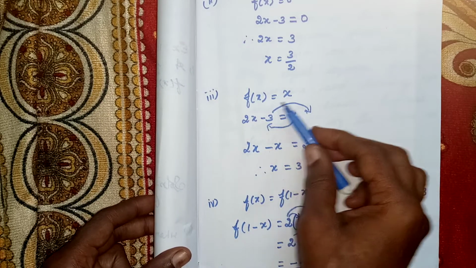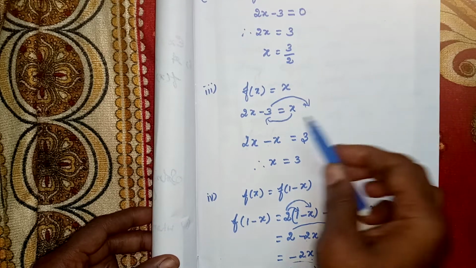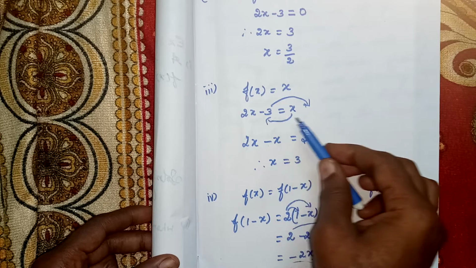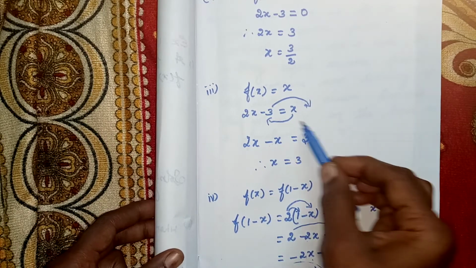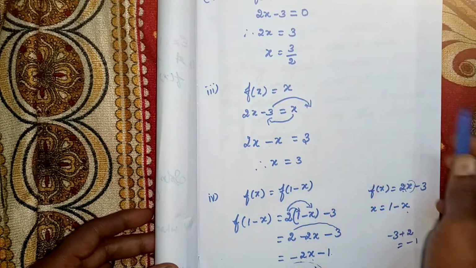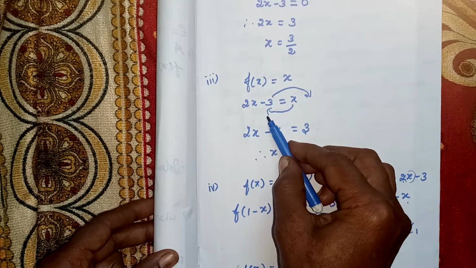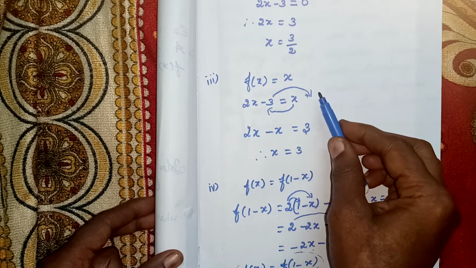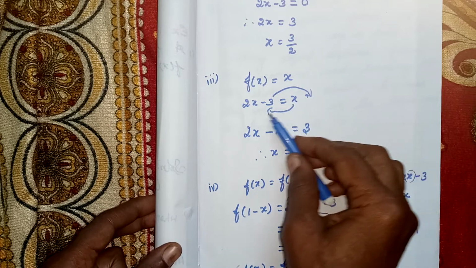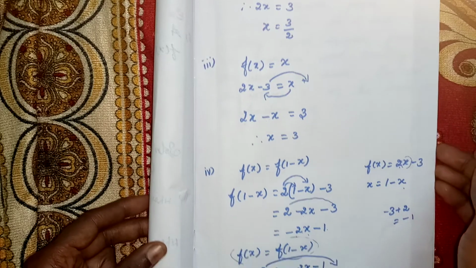Next, third one, f of x is equal to x. So, we can write 2x minus 3 is equal to x. Then, take the variable term to the left hand side and the constant term to the right hand side. So, 2x minus x is equal to 3. Therefore, x is equal to 3.